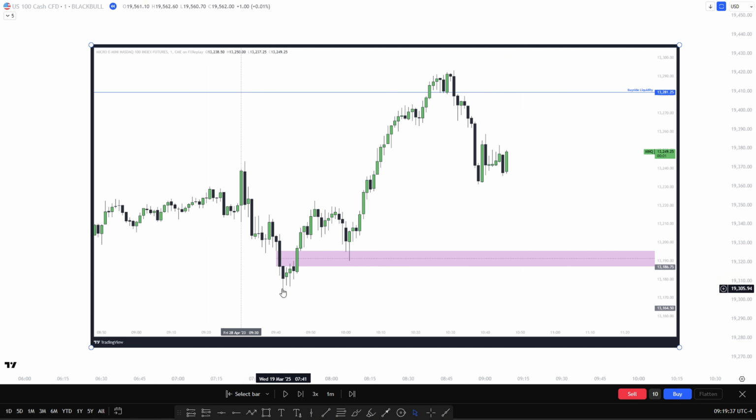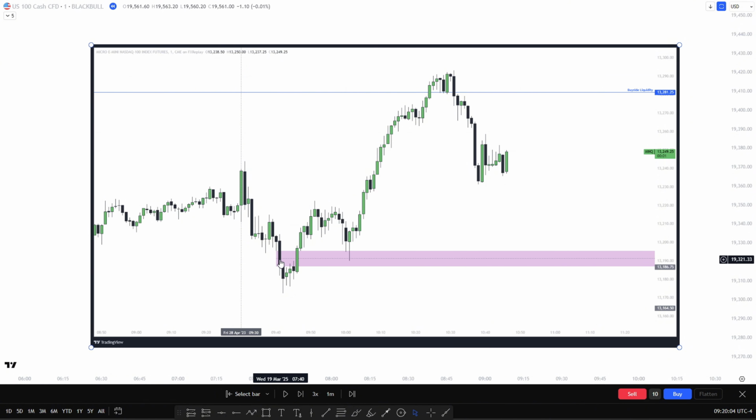Another thing here that's very key, we have our 2022 model. This here is a change in the state of delivery. Sorry, it's a market structure shift, not change in state of delivery. This is a market structure shift. Displacement up. Here's your breaker. Trading up above the breaker, then going down.